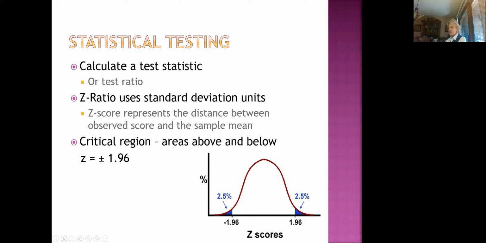So the statistical testing process then is to calculate a test statistic or a test ratio, and your Z ratio uses standard deviation units, and your Z score represents the distance between the observed score and the sample mean. And that's the critical region. It's the area above and below the Z equals plus or minus 1.96. So it's that 5%, 2.5 on both sides of your normal distribution curve.